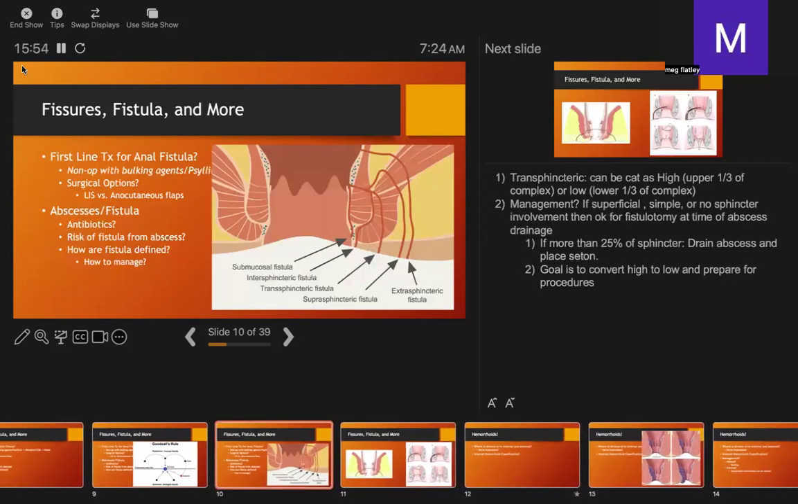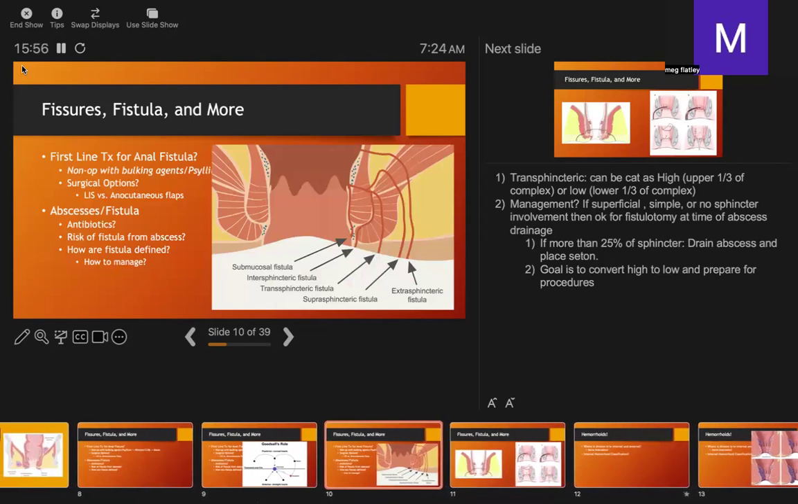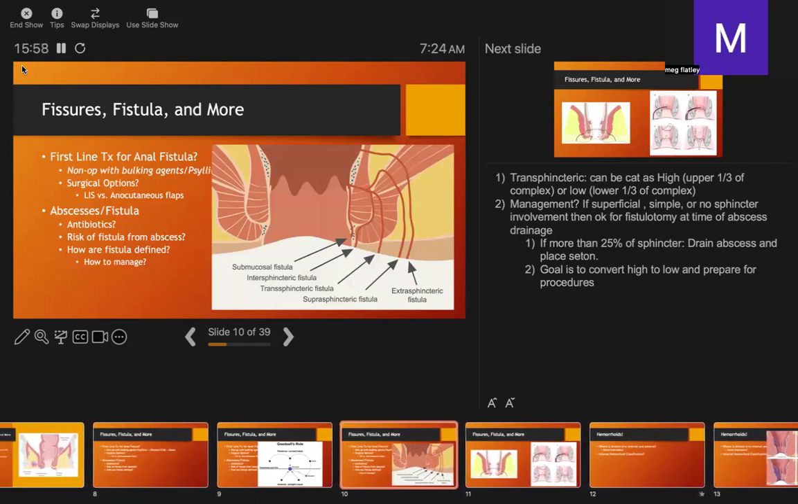What amount of sphincter is safe to do a fistulotomy? Yeah, 30%, 25%. So you want less than 25 or 30% muscle. For me, that was hard to understand what that means. That means less than that, so closer to the pectinate line.